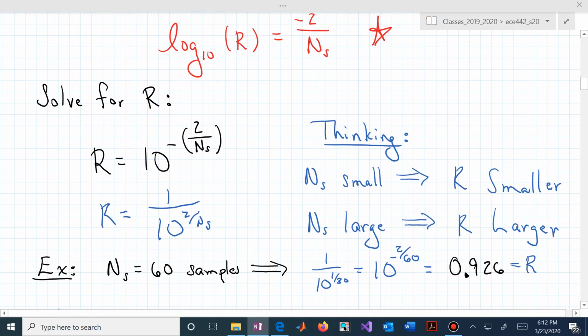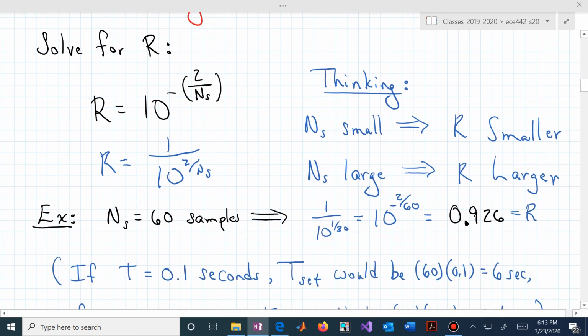Let's look at one case. Suppose the number of samples before we go from where we started to 1% of where we started, let's say n sub s, is 60 samples. That's 10 to the minus 2 over 60, or that's now 1 over 10 to the 1 over 30th. Again, that's not a number much bigger than 1, but it is a little bit bigger than 1, and that gives us an r value of 0.926.